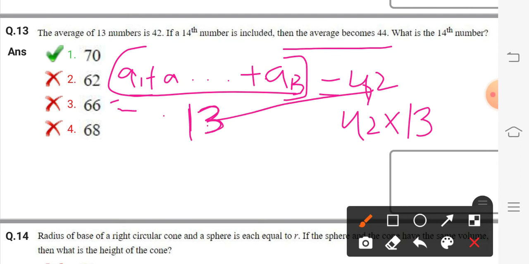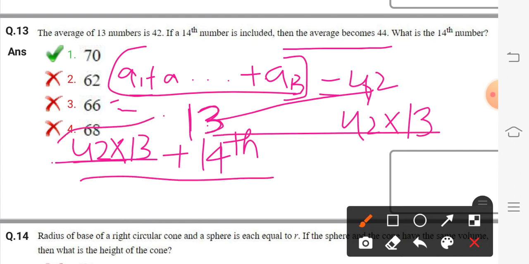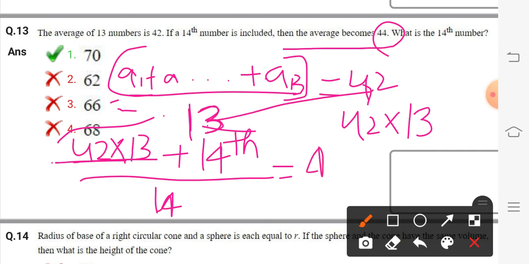So next, we add a 14th number, another number. Then what is the new average? That means the sum of the 13 observations plus the 14th observation. The 13 observations sum is 42 into 13. The 14th observation we don't know, so the 14th observation here, by the total number of observations, here 13 and here 1, 14, is equal to the given 44.